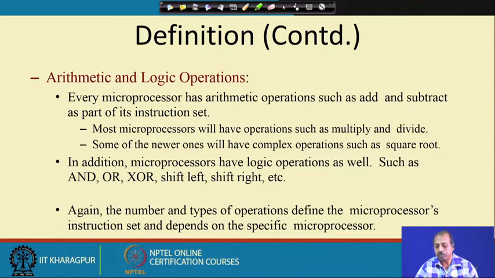The number and types of operations define the microprocessor's instruction set, and depend on the specific microprocessor. The operations you can do determine the instruction set the microprocessor should have, and it is specific to the microprocessor. It is not common to have the same set of instructions across all microprocessors, but more or less the basic operations remain the same, like addition, subtraction, AND, OR, XOR, shifting. Of course, the format may vary slightly from one processor to another.